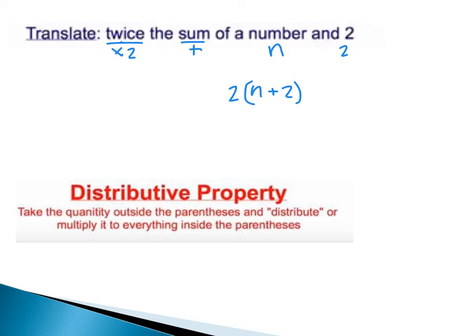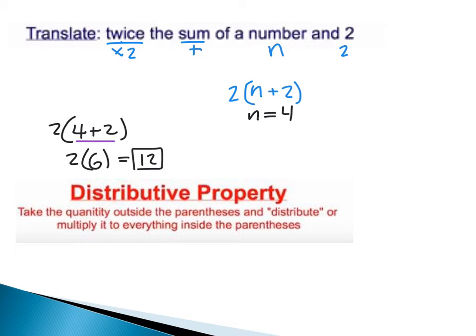To show you, I'm going to give you some examples. So let's say for this example that n equals 4. Okay? So over here on the left, let me show you. If I take 2 times 4 plus 2, let's see what I get. Order of operations tells me I'm going to start inside the parentheses. 4 plus 2 gives me 6. Multiply that by 2. 2 times 6 gives me 12. So here I get 12.